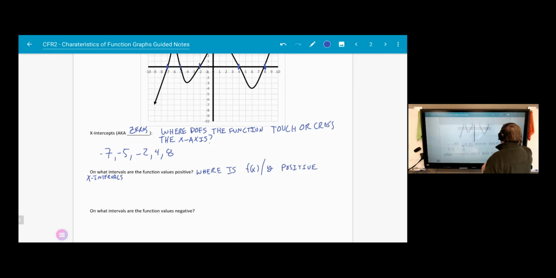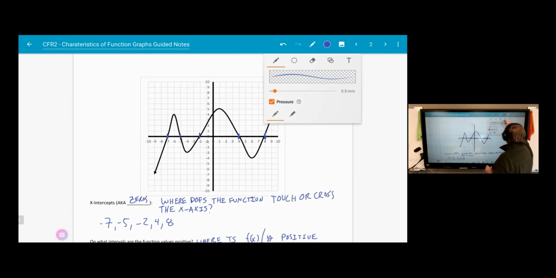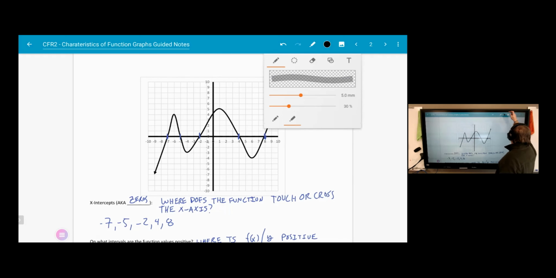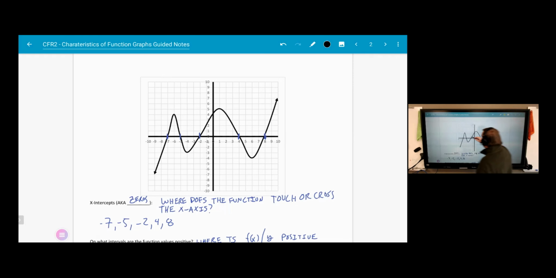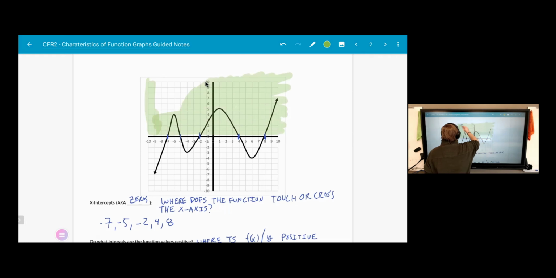And here's the thing, positive y values are values that are above the x-axis. So it's all the values up here. These are positive y values or f of x values. These are positive values.